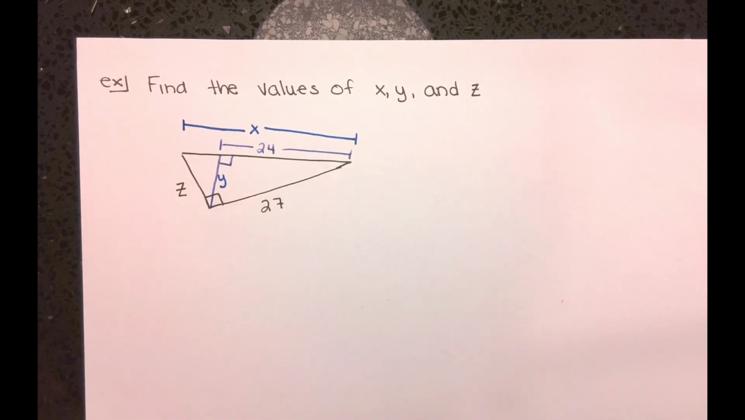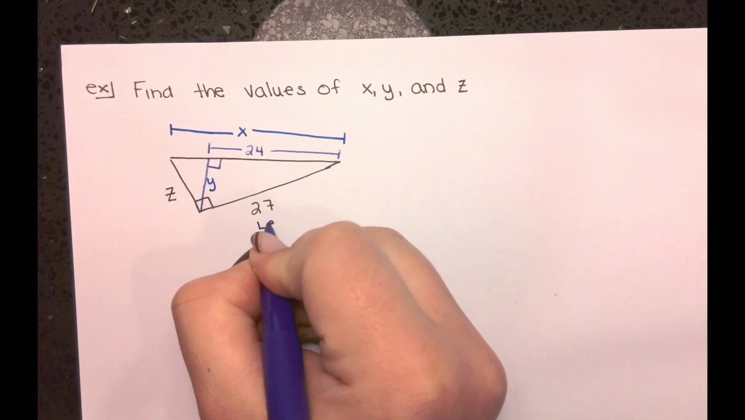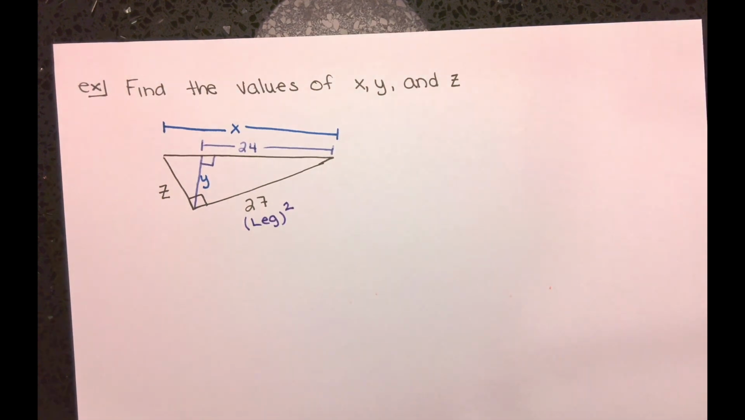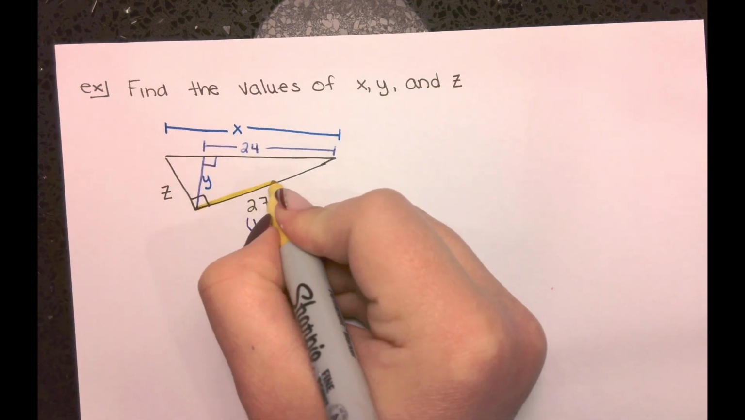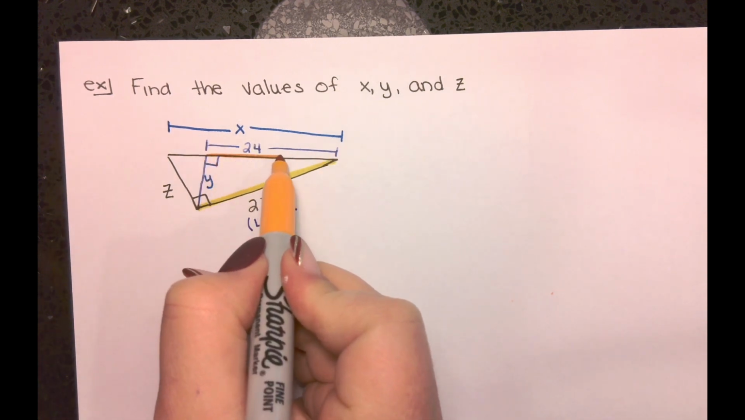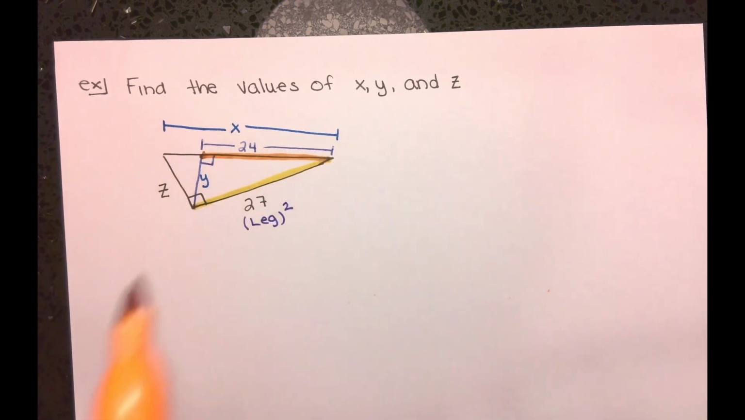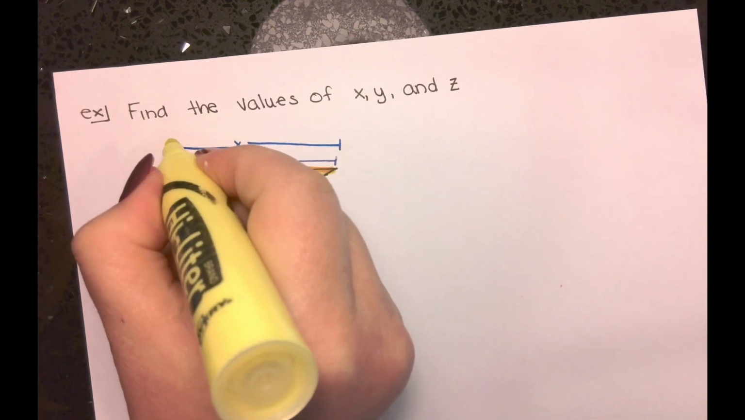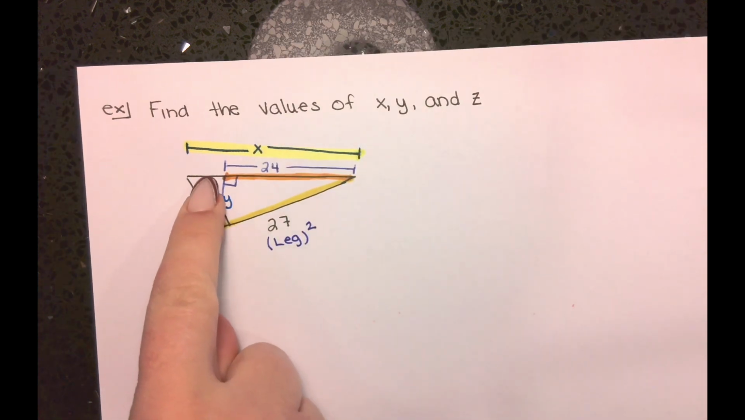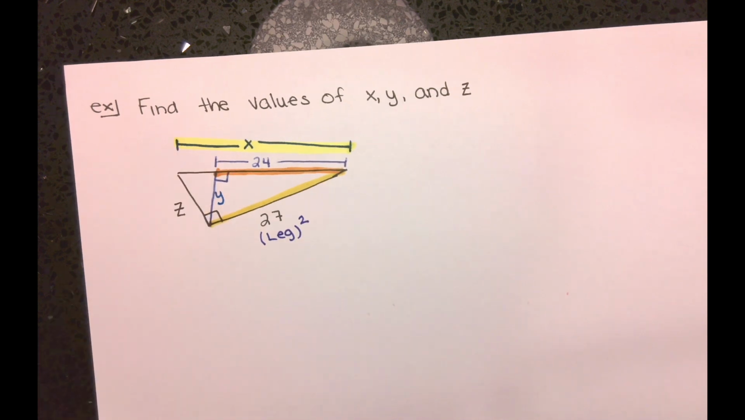So the first thing you want to do is look at what you have. What can you do? So I have a leg, and that's my leg that's going to be squared. That means that I need a hypotenuse chunk that's touching the leg that I'm squaring. So this section of 24. Then I also need the entire hypotenuse. Now, I don't know what this little piece is, so I can't tell you what the whole hypotenuse is, but it is x, so let's set up an equation.